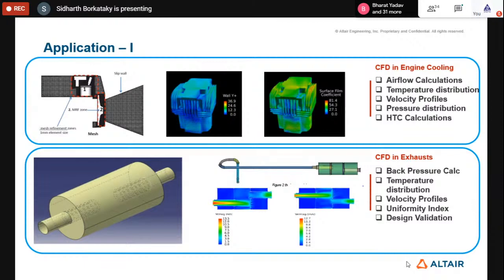Talking about the exhaust, as we can see, exhaust industries basically want to understand the back pressure calculations whenever the vehicle is actually working. If you talk about an exhaust muffler, or a catalytic converter system, it will have perforated plates, a porous media where the exhaust will go and be trapped, and then the harmless gases will go out. So those kinds of physics, and also understanding the velocity and temperature distributions along with calculations of the uniformity index, further help the overall design. So this is one of the areas where exhaust industries work.